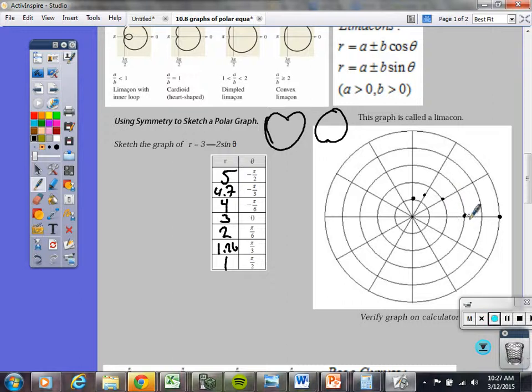Sorry, this guy is not over here. At negative pi sixths, I'm at 4. At negative pi thirds, I'm at 4.7. And at negative pi halves, I'm at 5. So that's that part of the graph. Where's all the rest of it? Because it should be a limaçon.